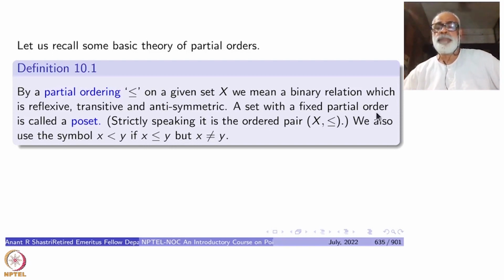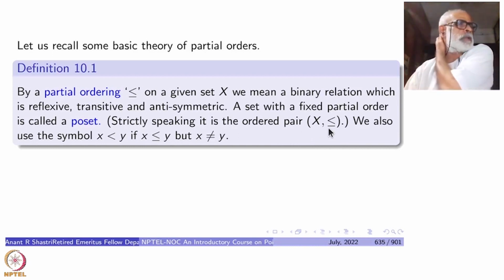A set with a fixed partial order is called a poset. Partial order has been shortened to poset. Strictly speaking, it is the ordered pair (X, less than or equal to). But as usual, like in topology, where we say let X be a metric space, let X be a topological space, similarly you will say let X be a partially ordered set, let X be a poset. But then immediately we will mention what the partial order is whenever we are dealing with it. That's it. We also use the symbol x less than y.